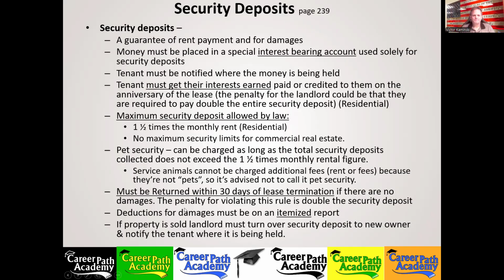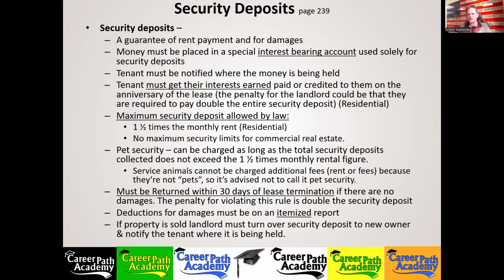And the security deposit must be returned within 30 days of the lease termination. So if there are no damages, the penalty for violating this rule is double the entire security deposit. Deductions for damages must be itemized. The landlord can't just say, hey, you created all this damage, we're keeping your security deposit. They need to give you an itemized list of what was damaged, how much each repair or cleanup is, and then give that to the tenant.